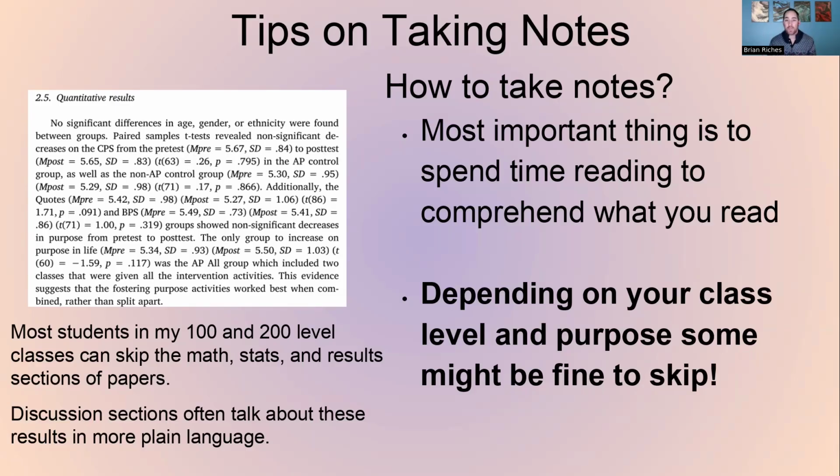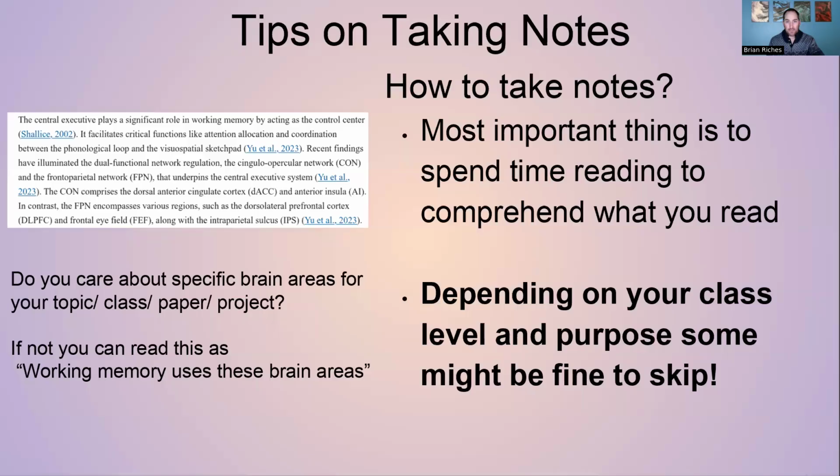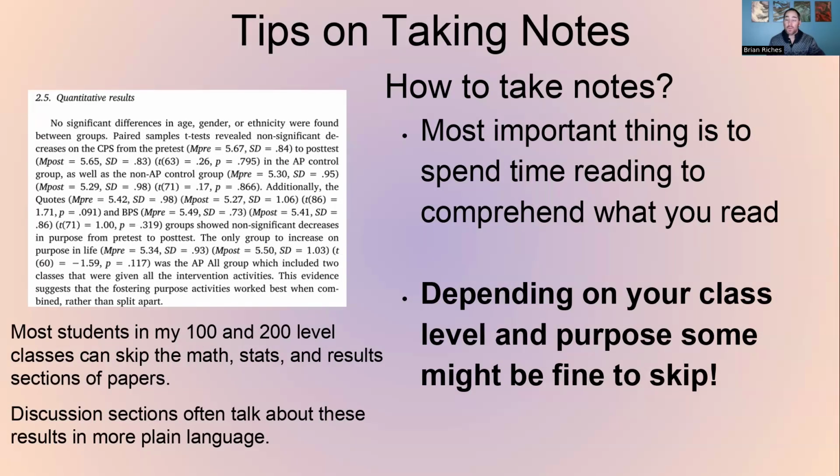Discussion sections in a paper often talk about these same results, just in more plain language. So you might be able to skip some specifics in a paper, but you can almost certainly, especially in 100, 200 level classes, skip the math part of the papers. So feel free just to ignore those.